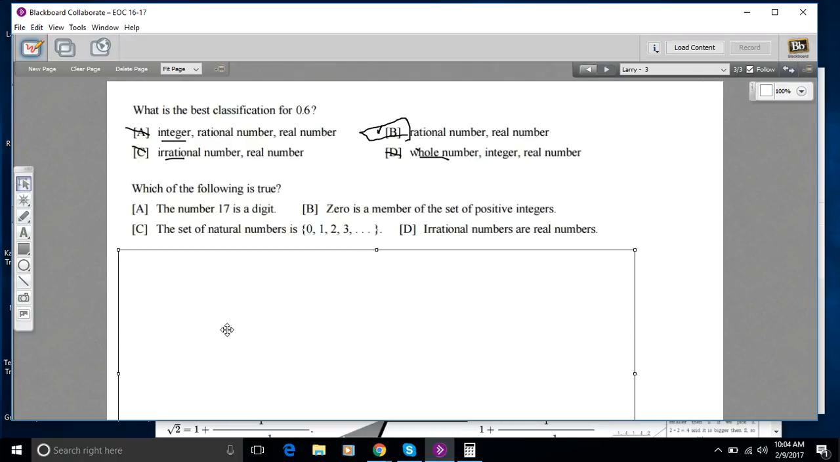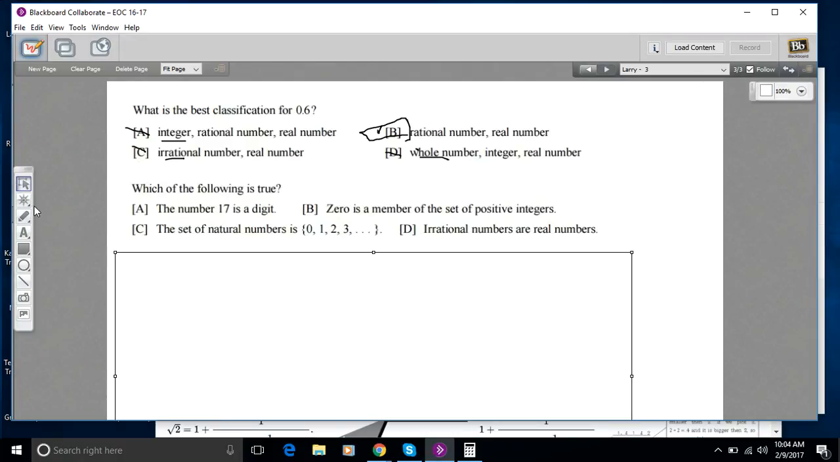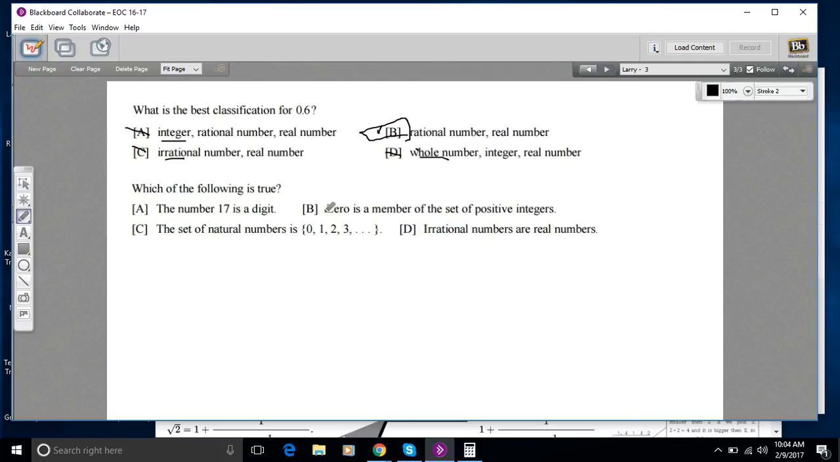Let's try another. So this one says, which of the following is true? The number 17 is a digit. That's not true because this actually has two digits, the 1 and the 7. The digits are the individual numbers, 0 through 9. B says 0 is a member of the set of positive integers. And this is a tricky one. You might be tempted to say that that's true, but it's not because 0 doesn't have a sign. It's neither positive nor negative.